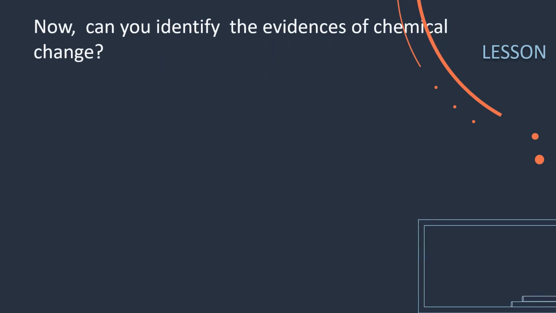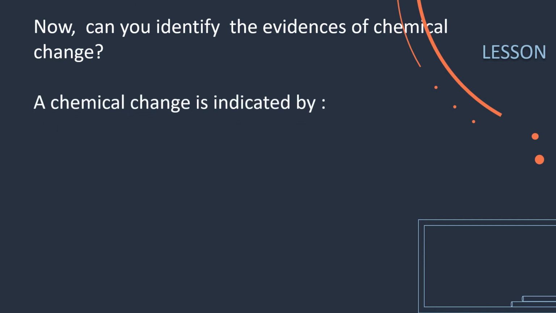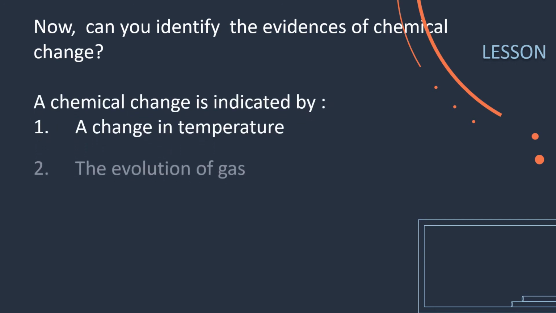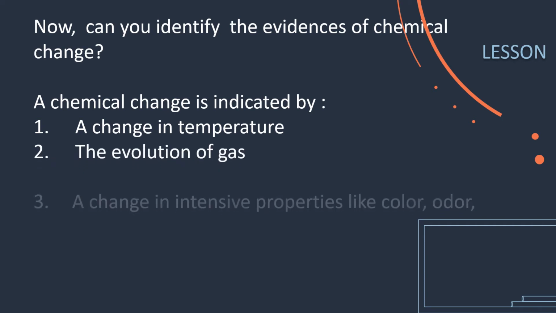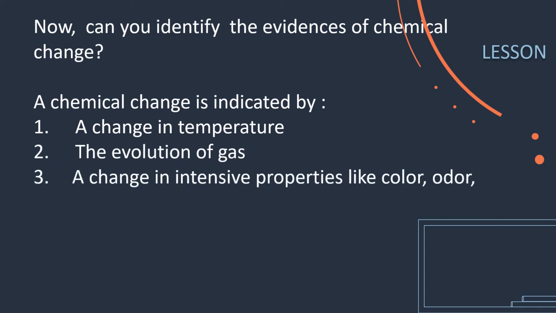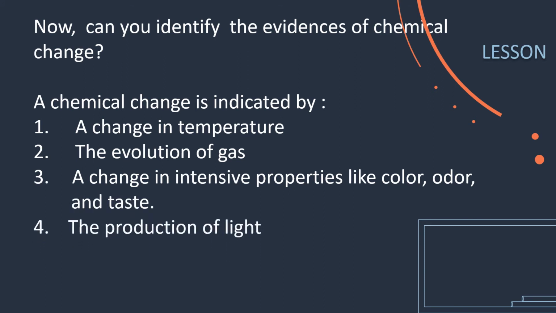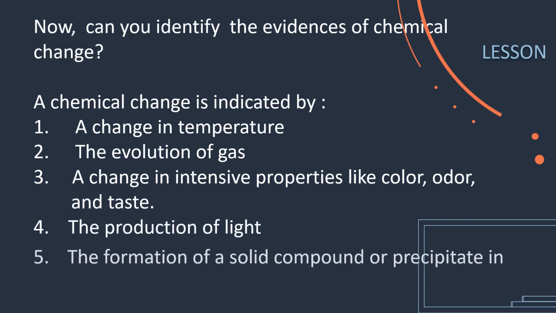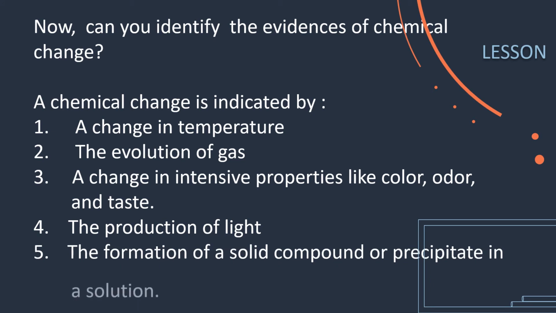Now, can you identify the evidences of chemical change? A chemical change is indicated by a change in temperature, the evolution of gas, a change in intensive properties like color, odor, and taste, the production of light, and the formation of a solid compound or precipitate in a solution.